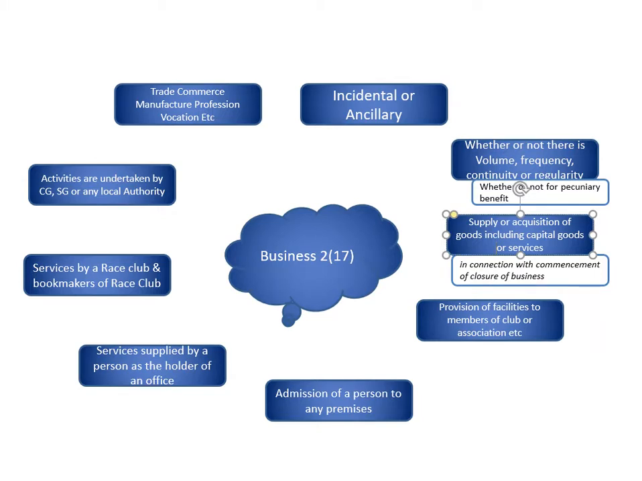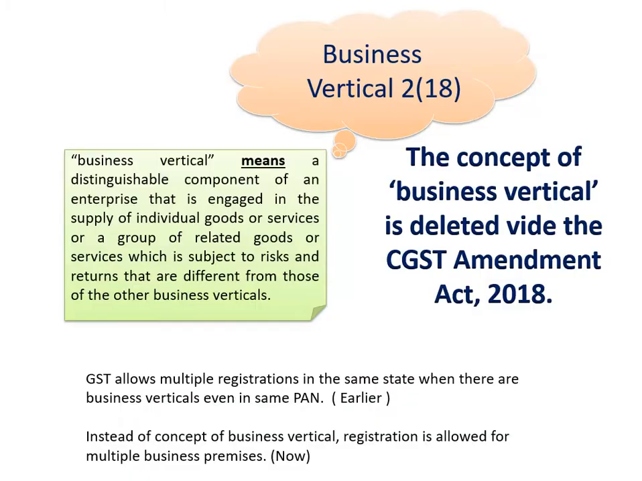Supply or acquisition of goods including capital goods or services in connection with the commencement or closure of business is still considered to be a business. Provision of facility to members of a club or association, admission to any premises, services supplied by a person as the holder of an office, services by a race club to a bookmaker, and any activities by the central, state or any local authority are considered to be business.